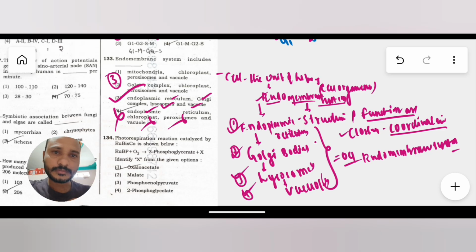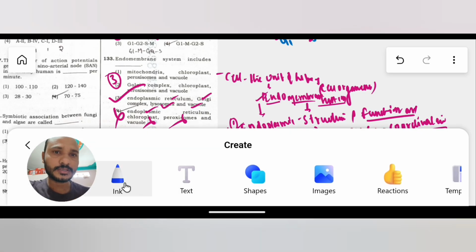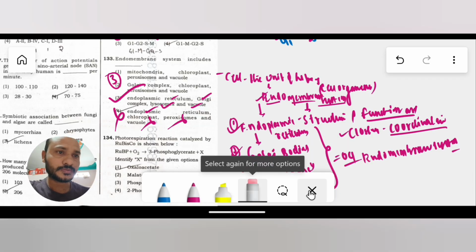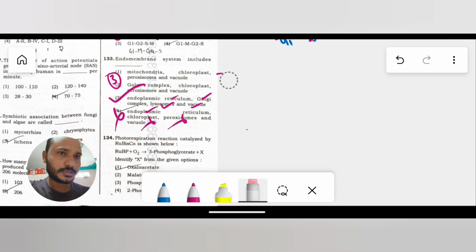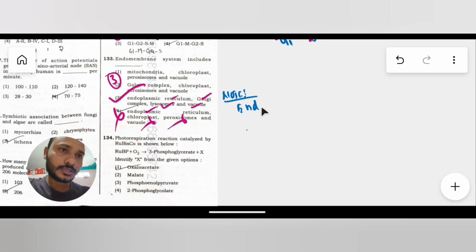Here, sometimes the examiner will confuse the words endomembrane system and endosymbiotic theory. So here, once we discuss what exactly the endosymbiotic theory is. This word refers to the endomembrane system, but sometimes they will confuse it with endosymbiotic theory. How they confuse, we will discuss. Here, note the endosymbiotic theory.